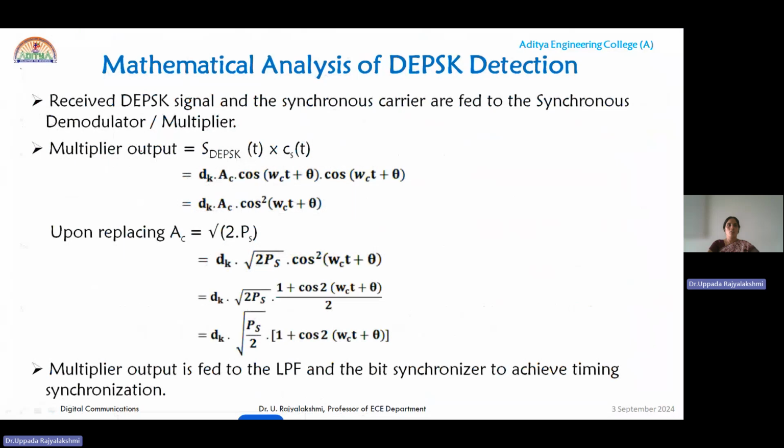as the carrier. So again we have a multiplier which multiplies the DEPSK signal with the synchronous carrier. Upon multiplication you will get dk into AC cos square omega ct plus theta. And we have written AC as root 2Ps, and this is in the form of cos square x. We can write it as 1 plus cos 2x by 2. And once it is applied to the low pass filter, it doesn't allow the higher frequencies, so only the DC component will be allowed. So output will be dk into root 2Ps into Tb at the respective interval.